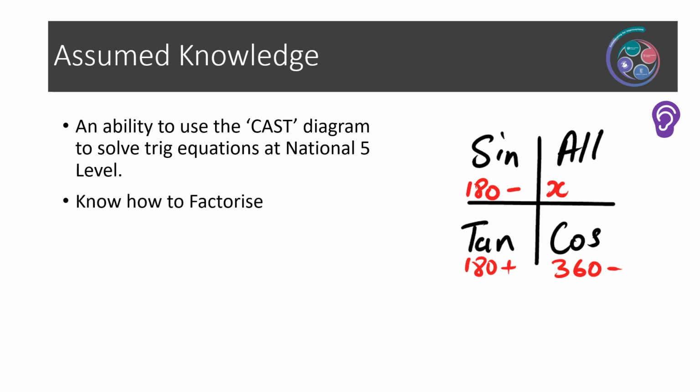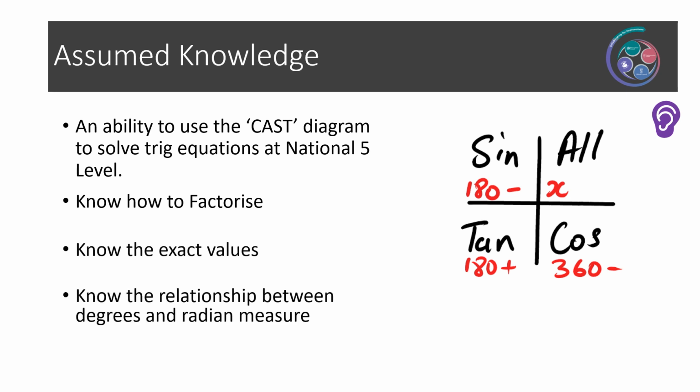Also, we need to know how to factorise. It's quite a lot of factorising. We need to know the exact values. We need to know the relationship between degrees and the radian measure. And we need to know the expansions for sin 2x and cos 2x. These formulas are given at the front of the exam paper, of course.